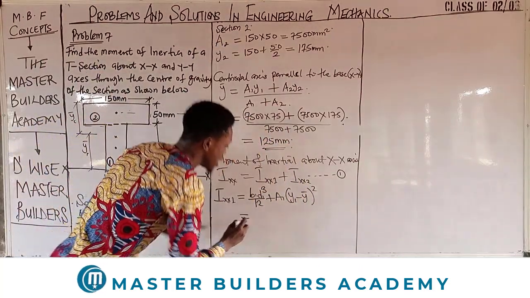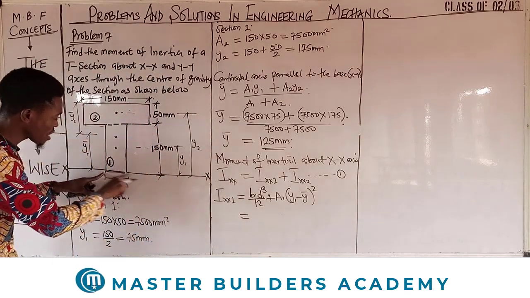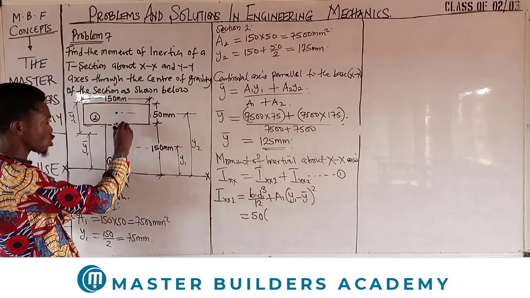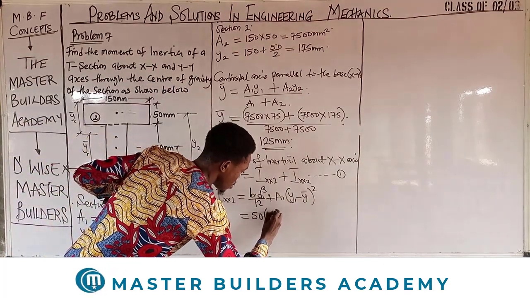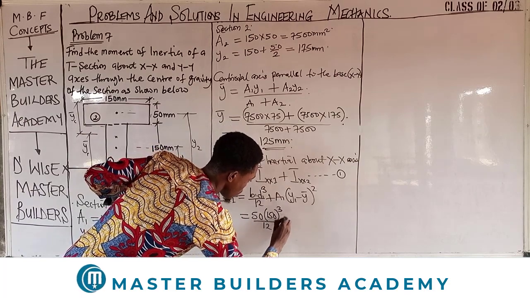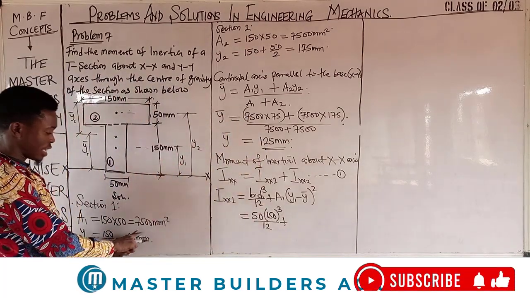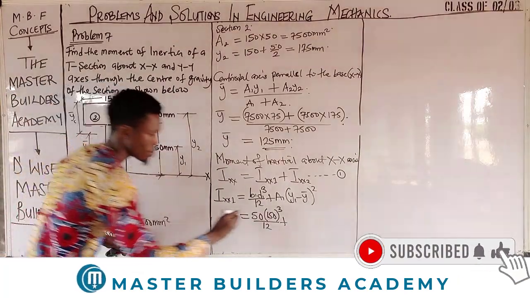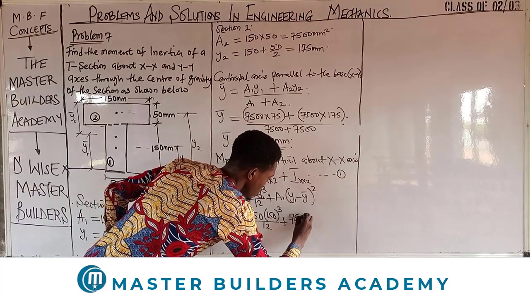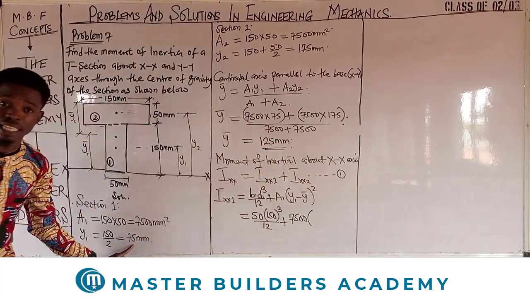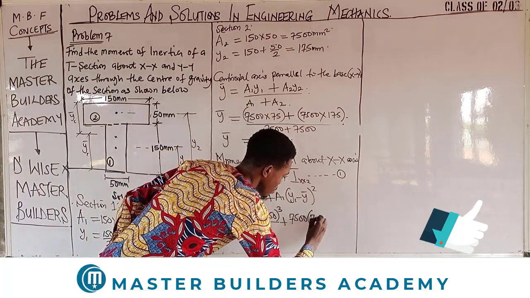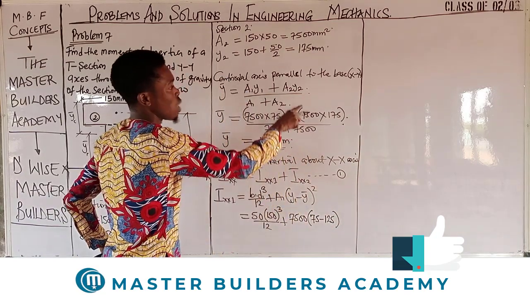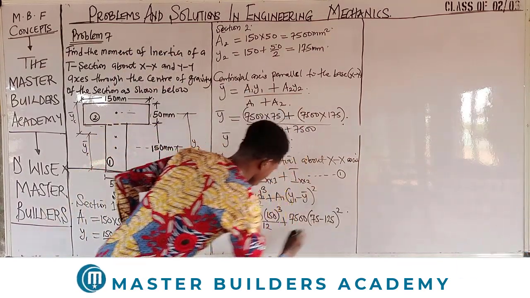So all we need to do is, what is B1? We come here. The horizontal distance of section 1 is 50, multiplied by the vertical distance of section 1, which is 150 cubed, all over 12. Plus area 1, already calculated, 7,500, into Y1, already calculated, 75, minus 125, which is Y bar, already obtained, all squared.